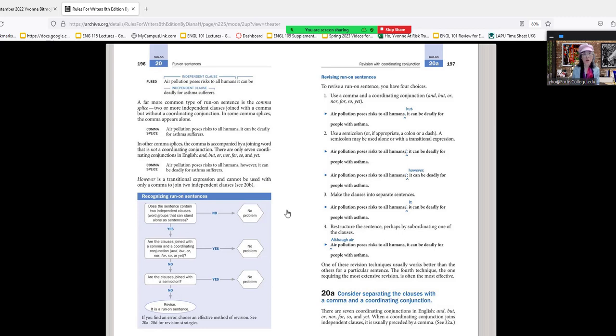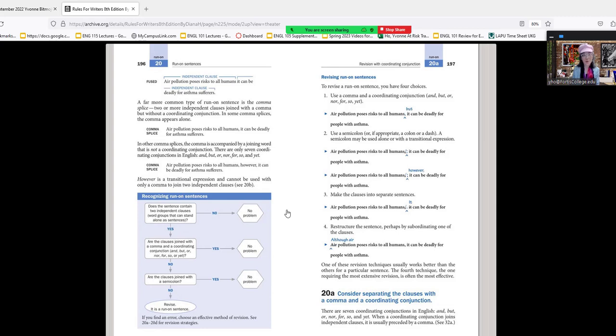The fourth one, the one that requires a subordinating conjunction, requires the most revision. And so now this book is going to go over each of these four ways to revise a run-on sentence. So consider separating the clauses with a comma and a coordinating conjunction.